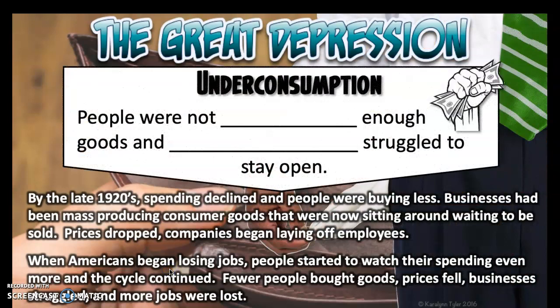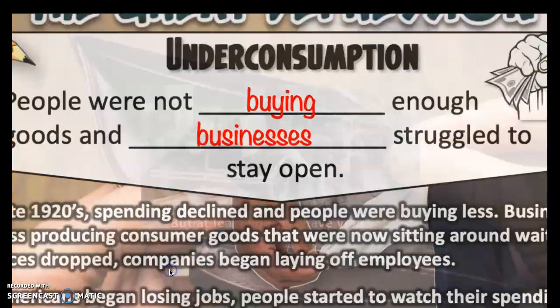So underconsumption was a result. Remember, we are consumers when we buy things. So when people are not buying enough goods, businesses struggle to stay open. And when businesses close, remember, people lose jobs and then they buy less. And it just spirals down and down.